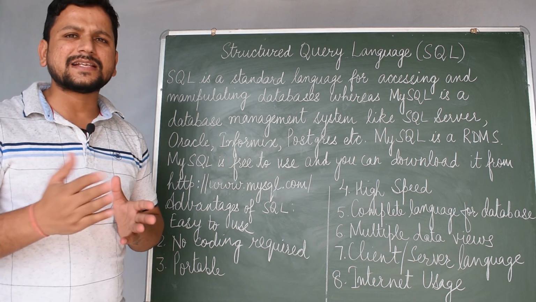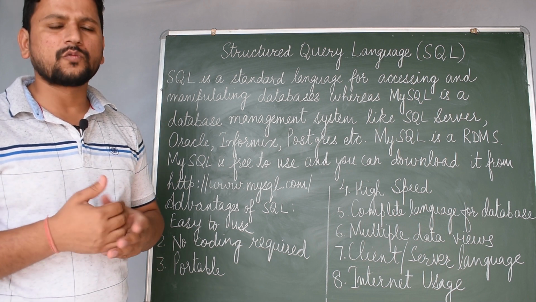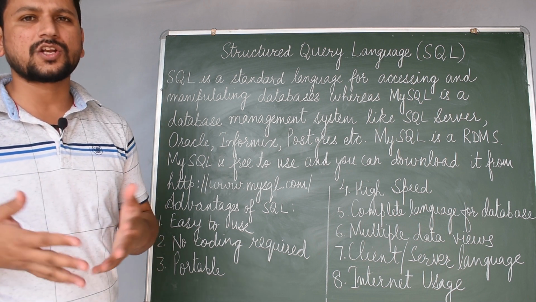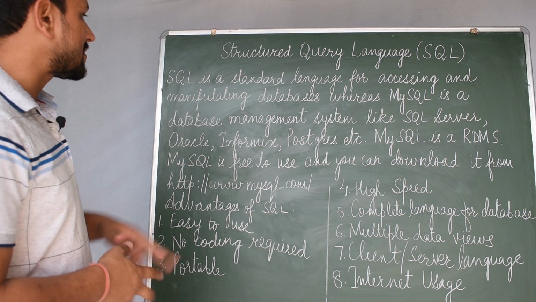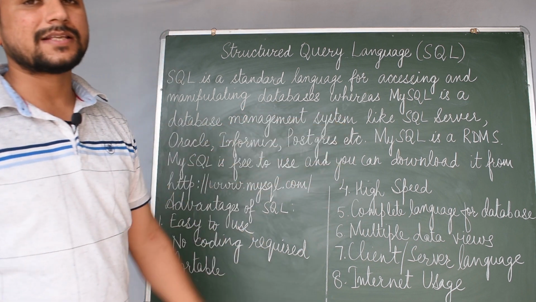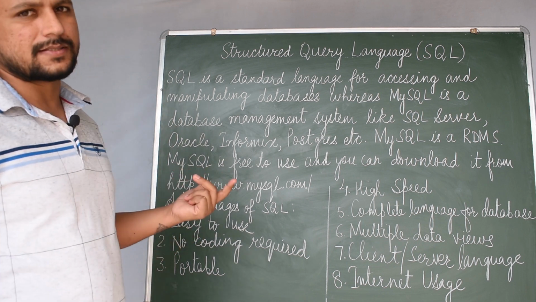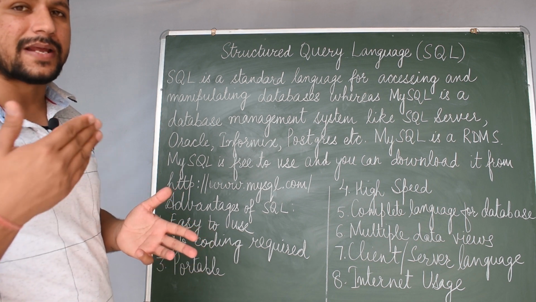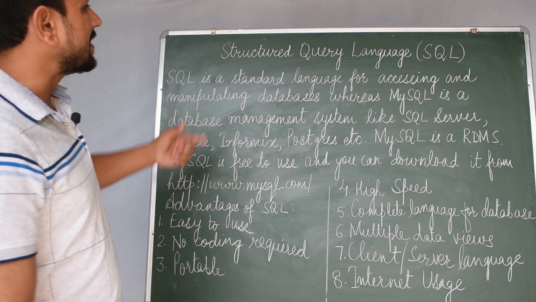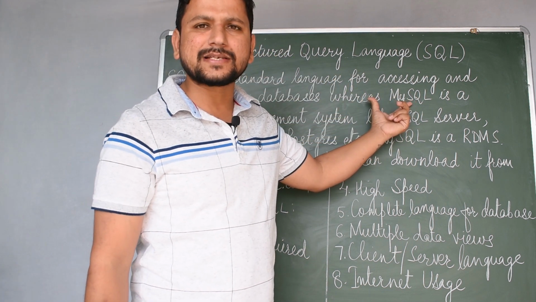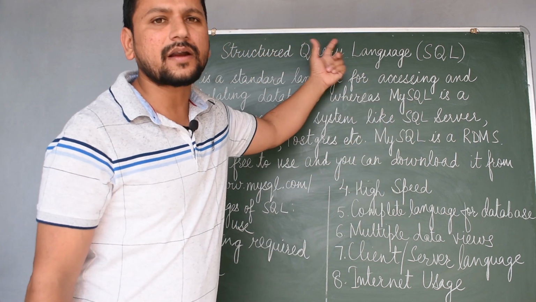If we differentiate both terms, a database is a collection of records, or we can say a collection of interrelated or well organized records. And DBMS, database management system, is a system that is used to manage the database. So basically MySQL is a DBMS, database management system, but SQL is a structured query language. So both the terms are different.